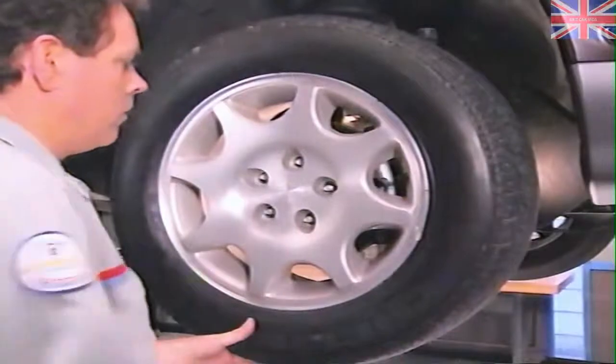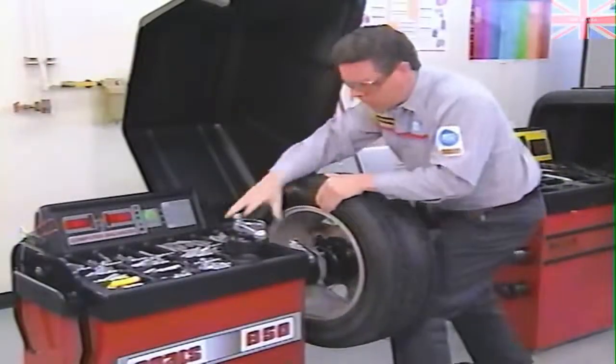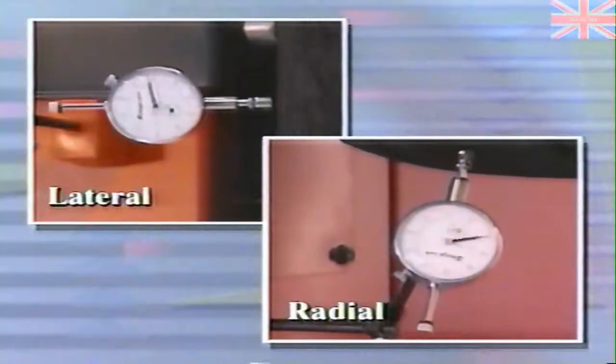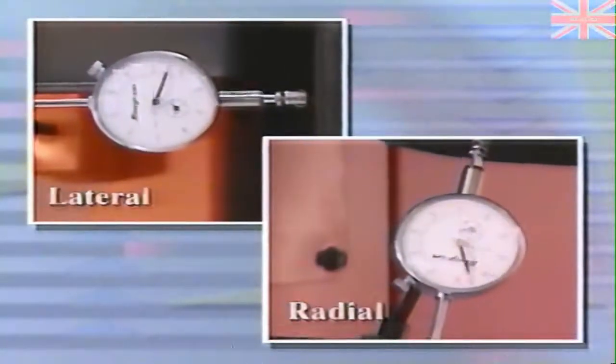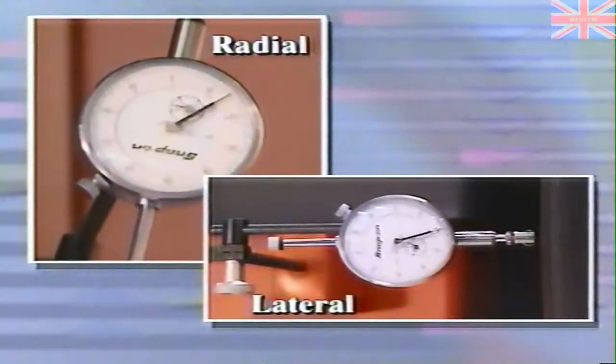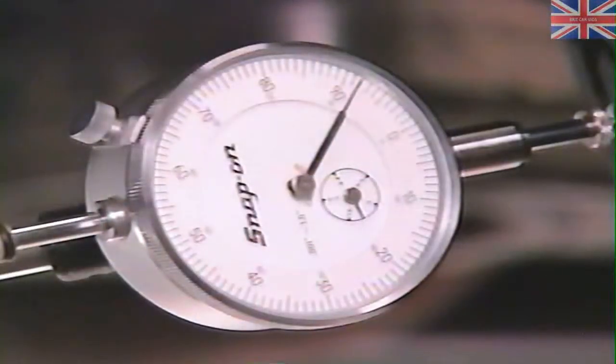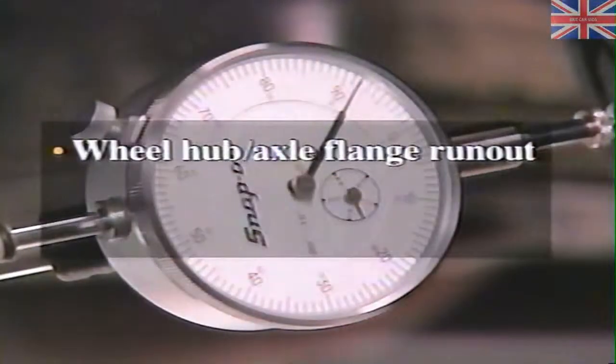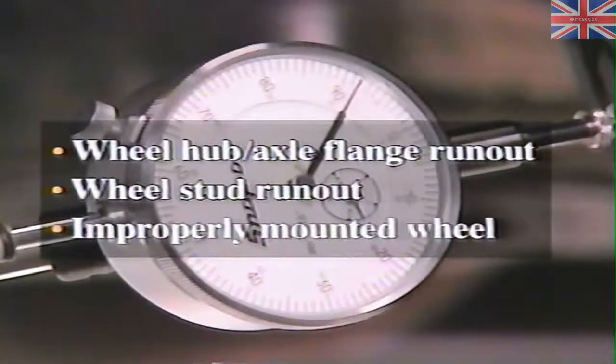The next step is to remove the wheel assembly, mount it on a spin-type wheel balancer, and check radial and lateral runout again. The wheel assembly still shows excessive radial runout. We can therefore conclude that the runout is due to a problem within the wheel assembly. However, if the off-the-car runout was within tolerance, the excessive on-the-car runout would most likely result from wheel hub or axle flange runout, wheel stud runout, or from an improperly mounted wheel.